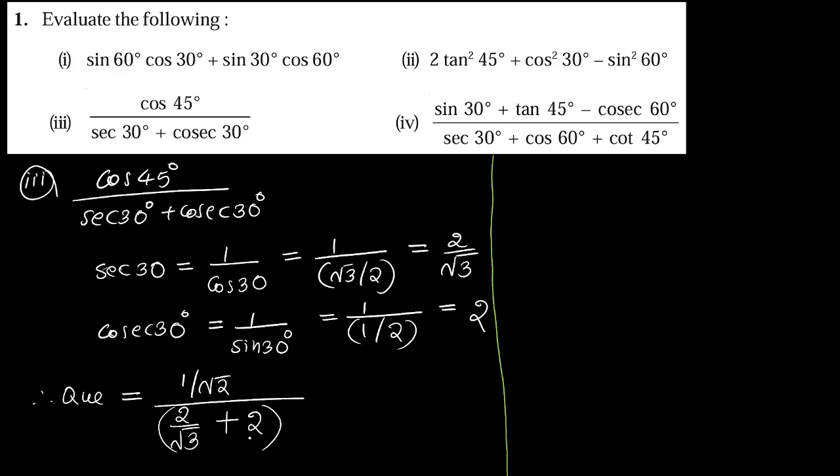Can I write 2 as 2 by 1? Is there any mistake? No mistake. This 2 is 2 by 1, right? So the numerator is 1 by root 2. In the denominator, can I add? Yes, by cross multiplication, like this. 2 into 1, correct? 2 into 1, 2. Plus, you can ask me doubts, but let me complete 2 or 3 steps. 2 into 1 plus 2 root 3. The denominator will be root 3 into 1.